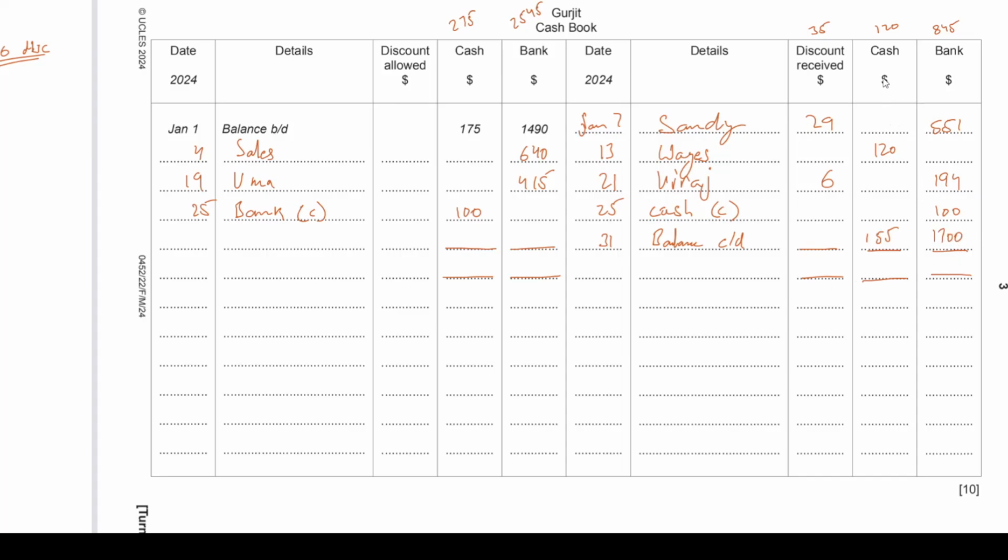And well, if you add them up now, because you filled in the difference, so now it's just going to be 275 here, 2545 there, same thing here, 275, 2545. And the discount columns, remember, they're not balanced, they're just totaled. So that's 35, that's it. They specifically told you to bring down the balance on Feb 1, so we're gonna call that balance brought down 155.